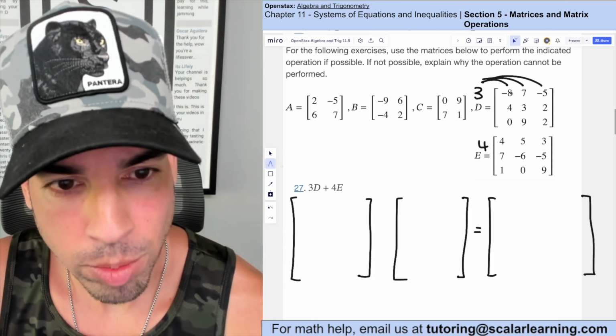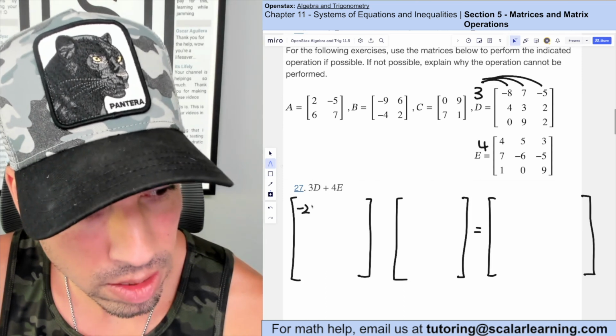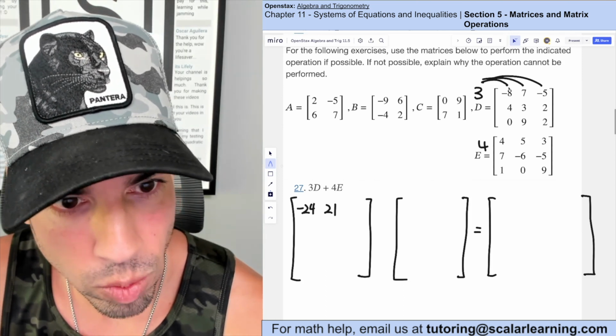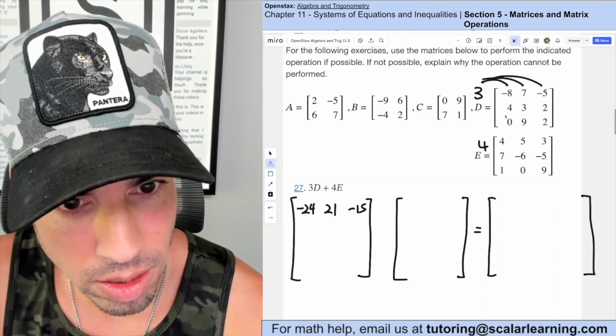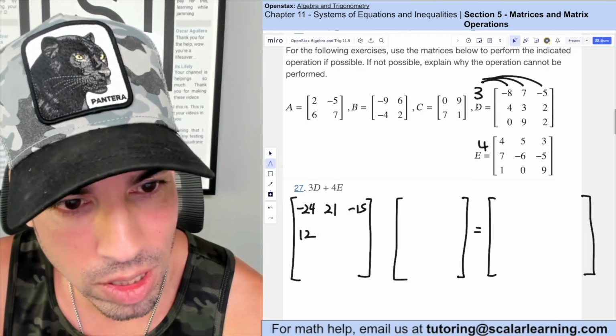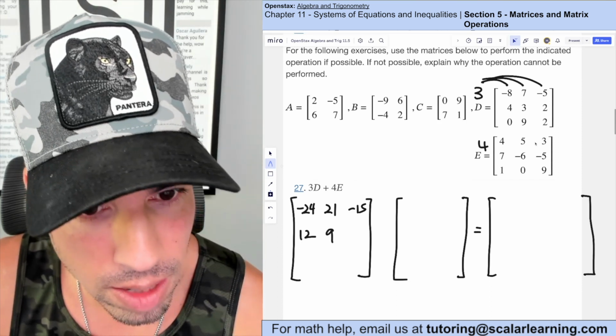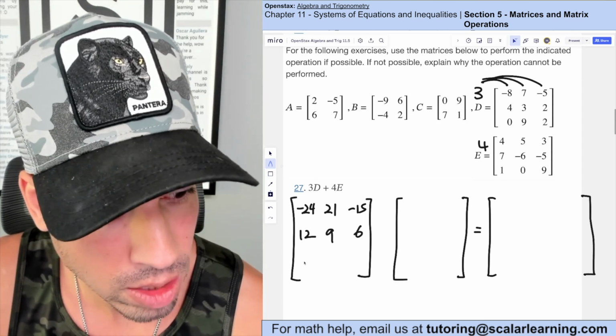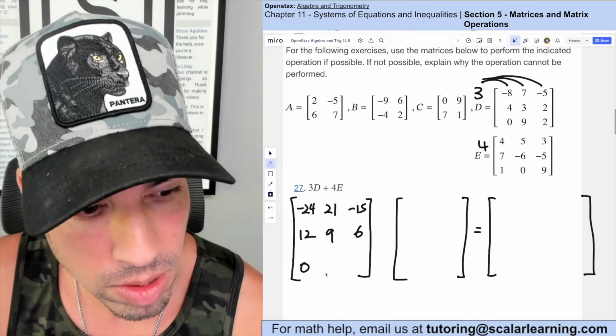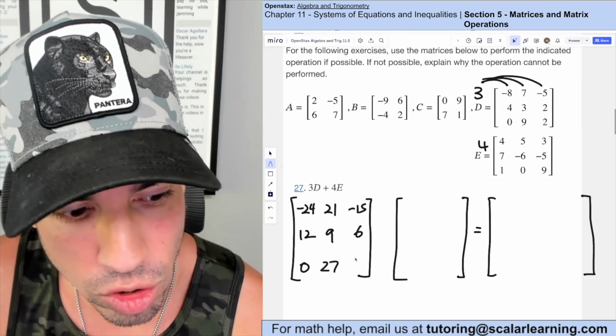All right, so as we distribute the 3, we got 3 times -8, -24. 3 times 7 is 21. 3 times -5 is -15. Then we got 3 times 4 is 12. You see, every position is retained. It's just multiplied by 3. 3 times 3 is 9, and 3 times 2 is 6. Then we got 3 times 0 is 0. 3 times 9 is 27, and 3 times 2 is 6.